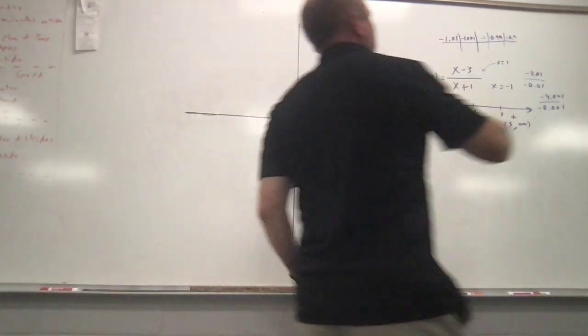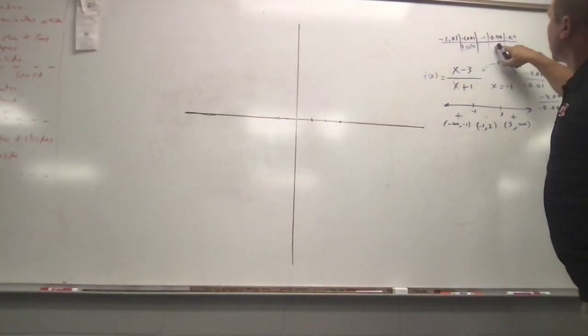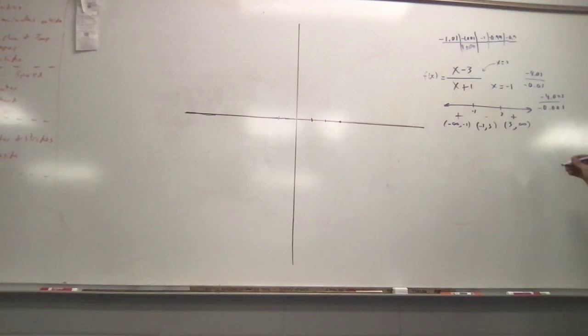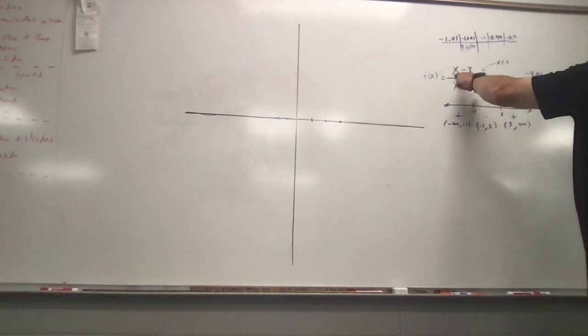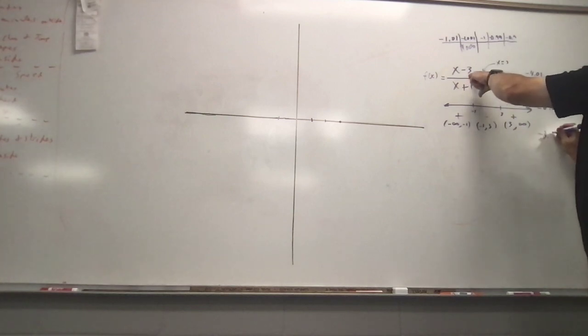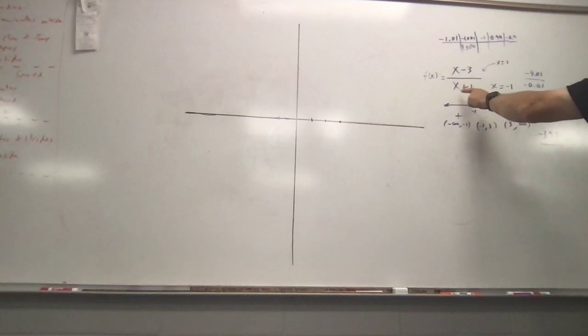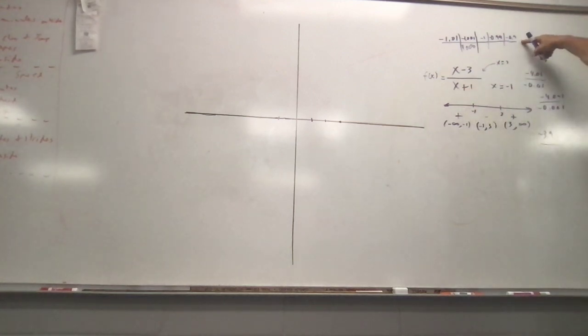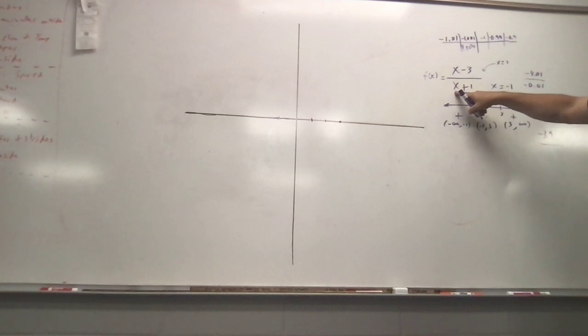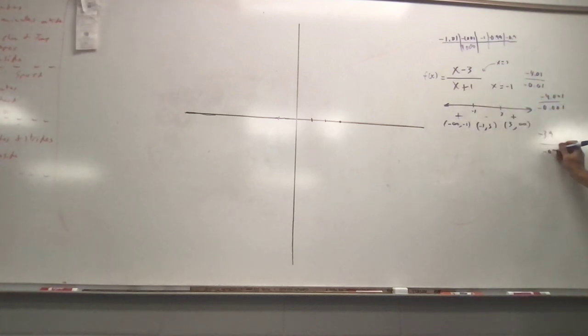Now, when we just jump a little bit over here, now I'm talking about negative 0.9, so this is negative 3.9 divided by negative 0.1, so that becomes 39.